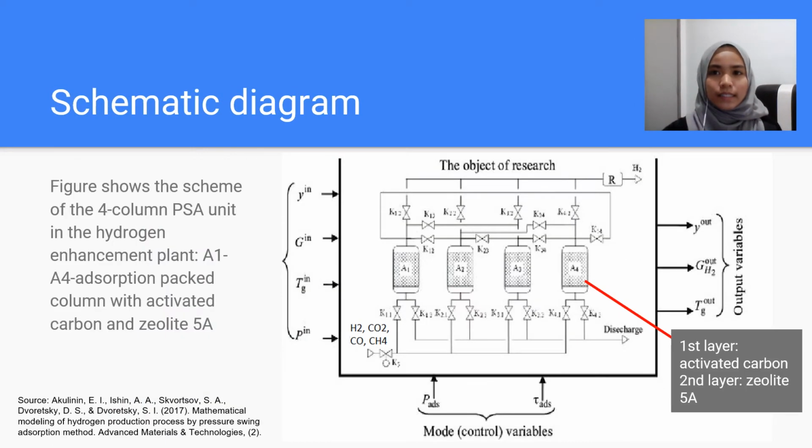This is the schematic diagram of the multi-column PSA unit. The cyclic adsorption-desorption processes are carried out in the adsorbers A1 to A4. The PSA process works at basically constant temperature and uses the effect of alternating pressure and partial pressure to perform adsorption and desorption, which will be explained later in the strategy part.